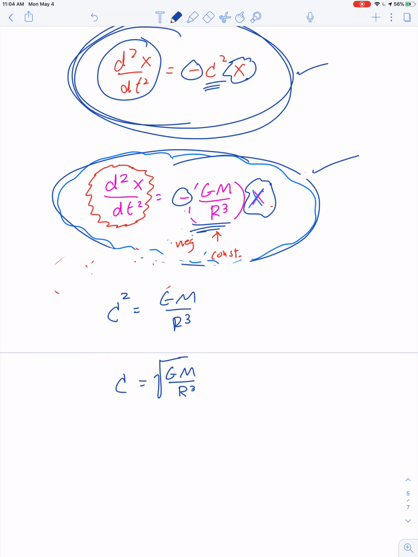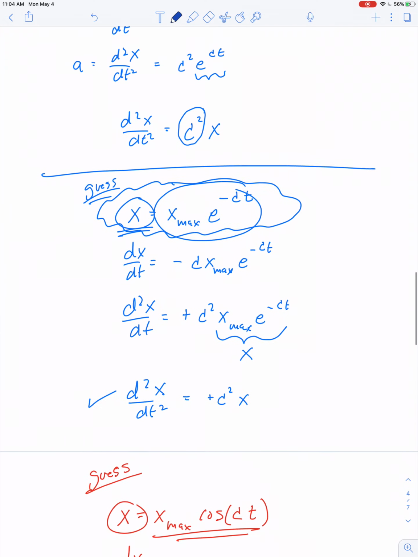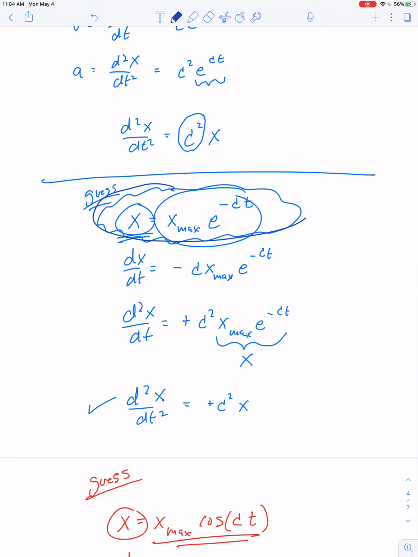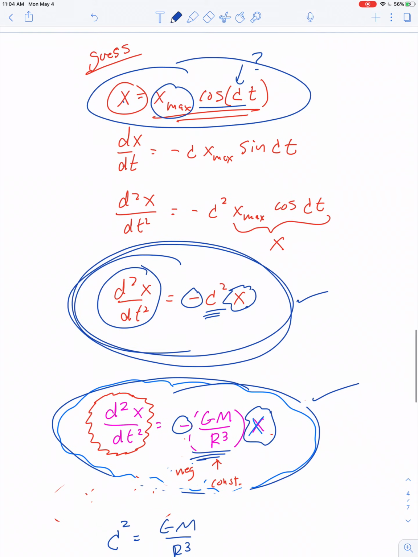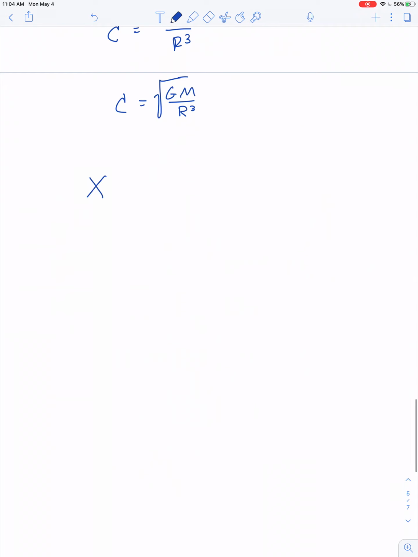Okay, so our guess was the correct guess, that position is equal to some maximum position times cosine of an unknown constant times t. Well, now we know what the constant must be. So we guessed x equals maximum value of x cosine of some constant times t, but that constant is the square root of gm over r cubed. Now what's this x maximum? Well, that's pretty simple.